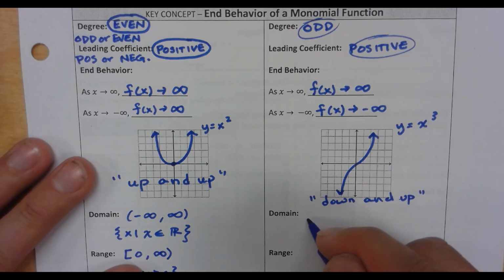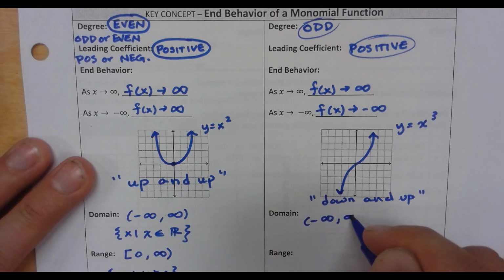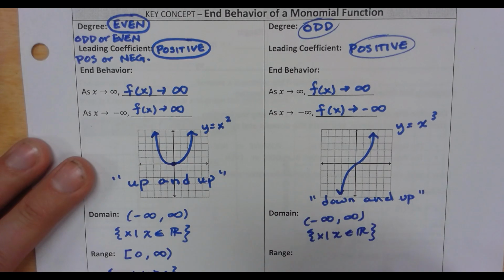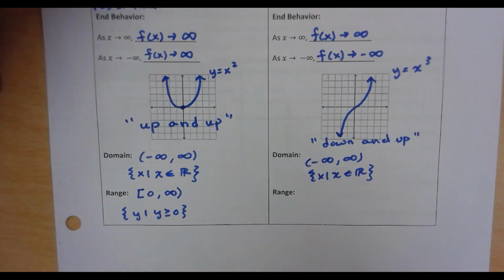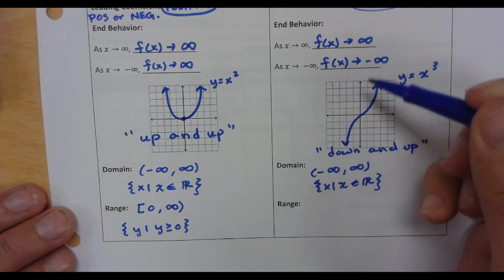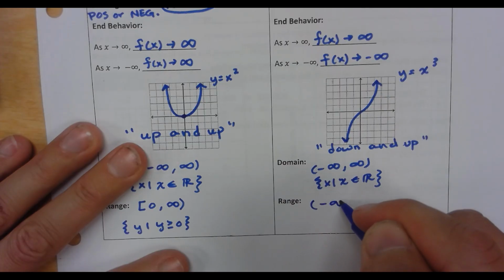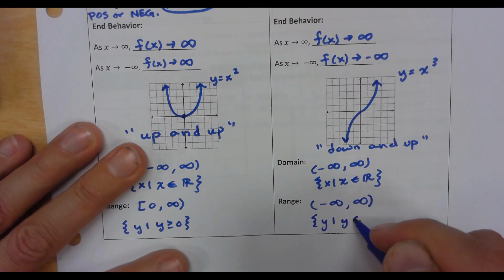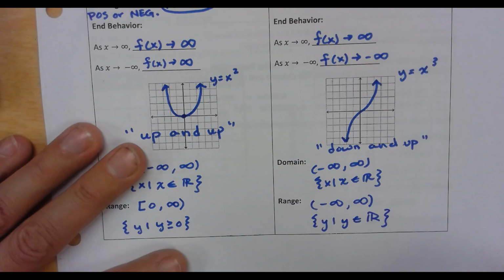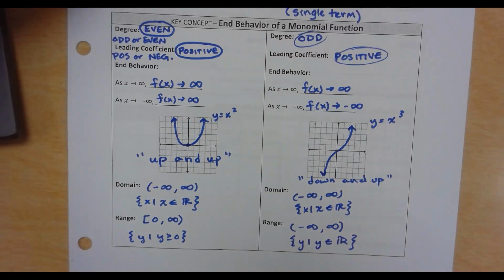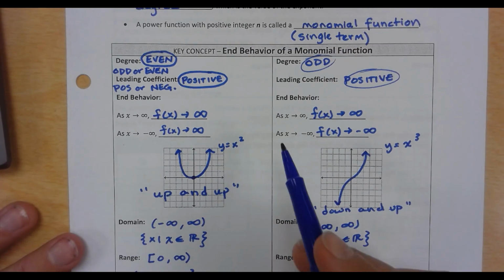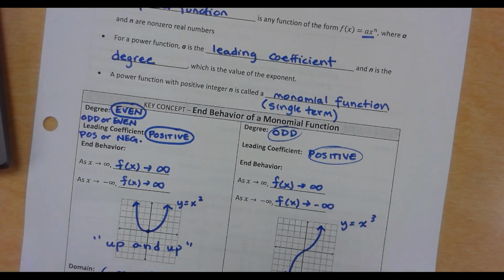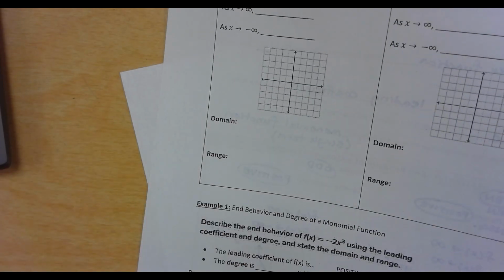The domain of this function is still all real numbers. And the range is also all real numbers. If you see, it goes forever down and forever up. So the range is also all real numbers. That would be y, such that y is an element of all real numbers. Okay? So that's what we have for our first 2. So we've got even positive and odd positive. We're also going to have even negative and odd negative on the next page. So let's do that.